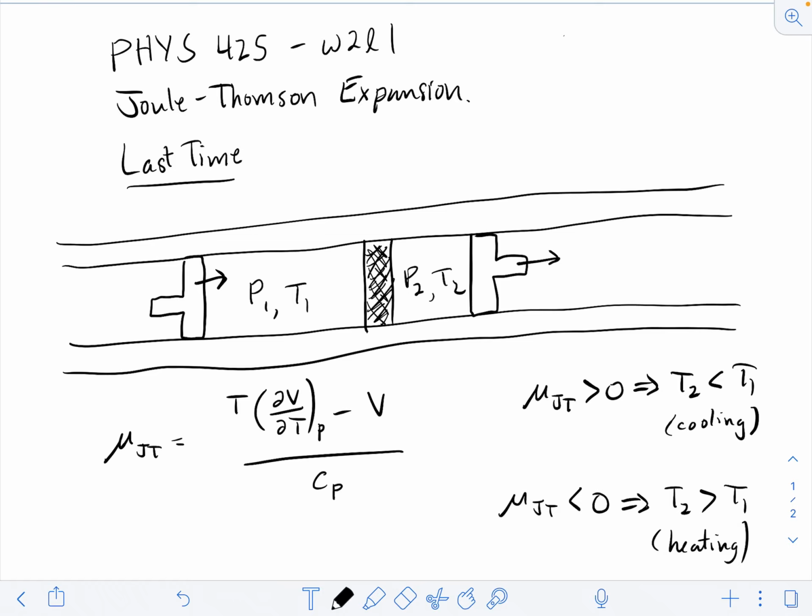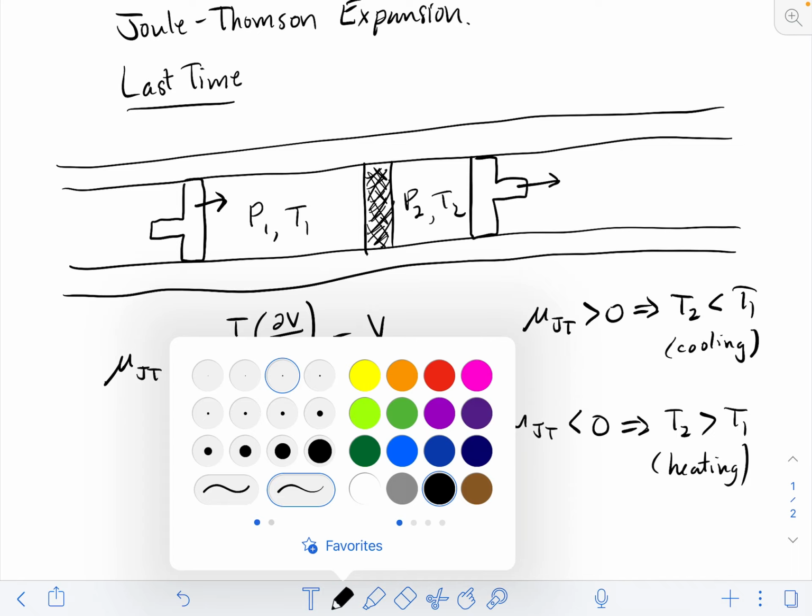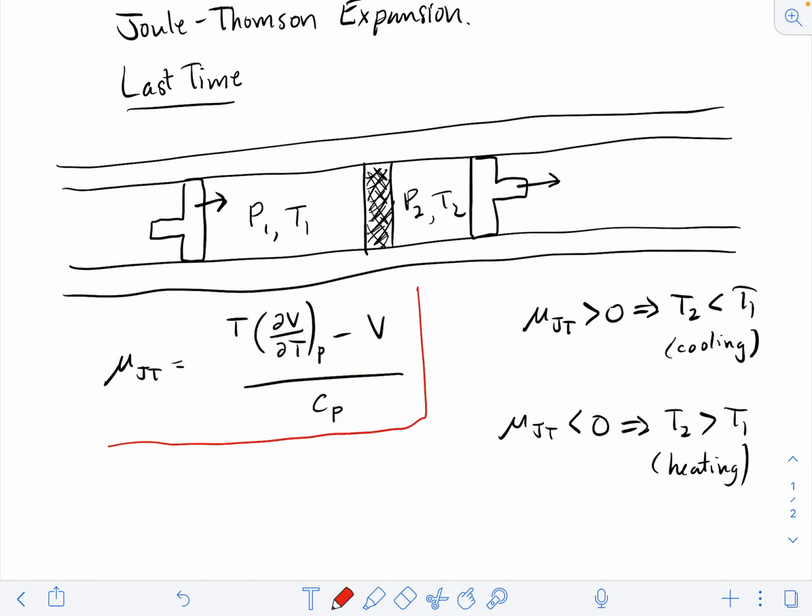We did some analysis of the so-called Joule-Thomson coefficient, mu, and the result that we ended up with at the end of the last video is right here. And the important point was that if the Joule-Thomson coefficient is positive, then the temperature of the gas T2 on the right is less than the temperature of the gas on the left, T1, and we get cooling. On the other hand, if the Joule-Thomson coefficient is negative, then the gas heats as a result of this expansion.